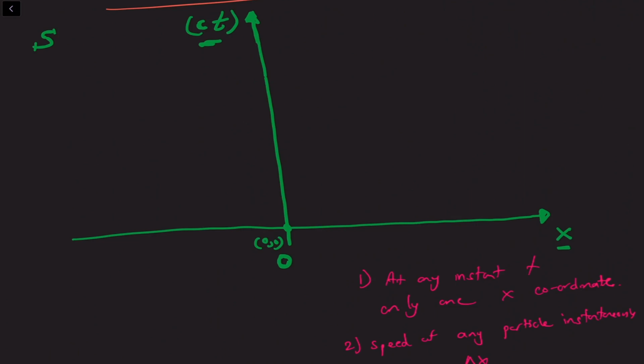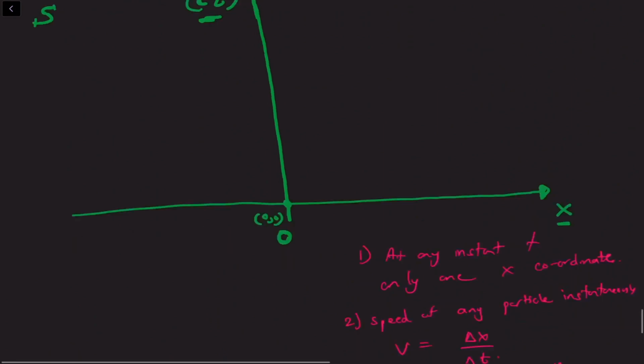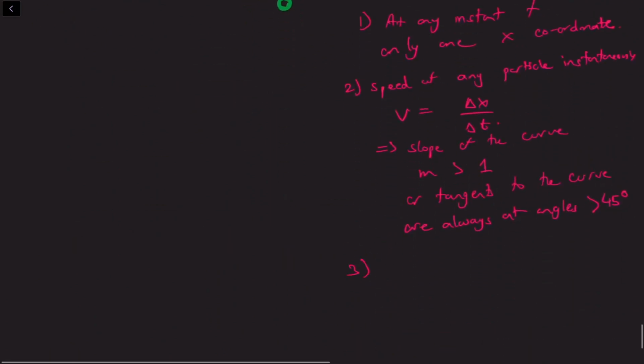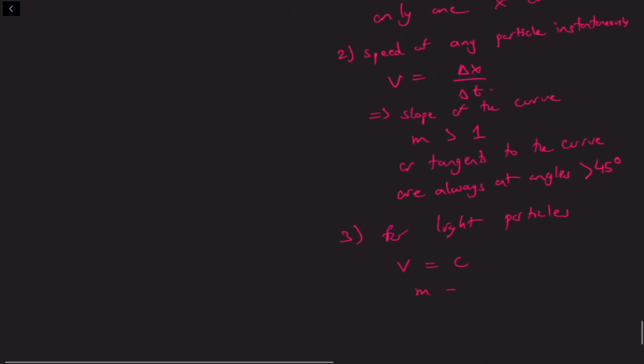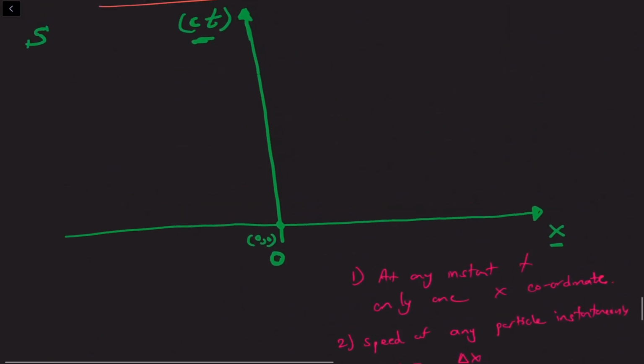Now, in the limiting case, where the speed of the particle is the speed of light, let's say for light itself, the slope must be 45 degrees. So for light particles or light waves, the speed v is equal to c, and therefore the slope m is equal to 1, or theta is equal to 45 degrees. So light beams always travel at 45 degrees.